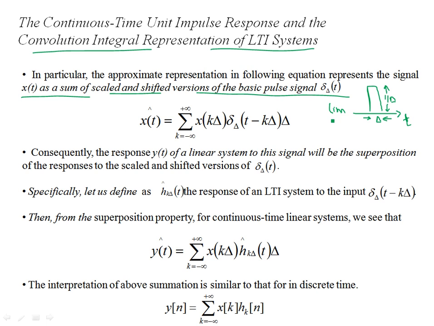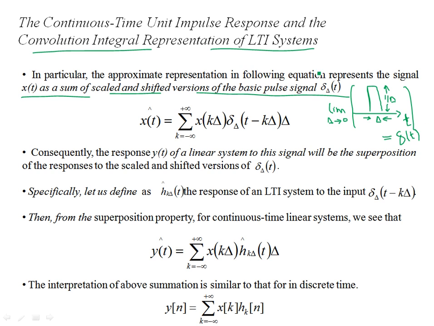if you view this scenario where delta, the width of the pulse, approaches 0, then this whole thing becomes the definition of the continuous time impulse function delta of t. Delta of t is also defined in terms of its weight. It is 0 when t is not equal to 0, at t equal to 0 it's undefined, but the integral of delta t dt is unity.